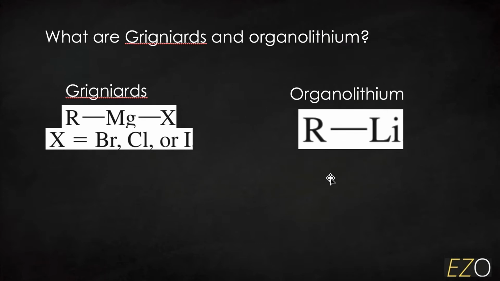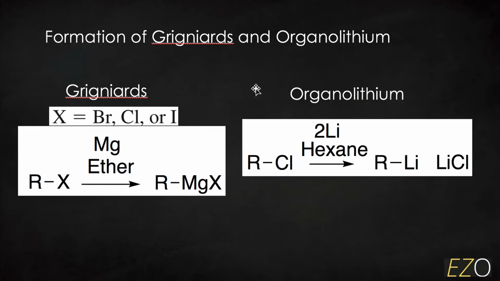An organolithium is an alkyl which is just directly bonded to a lithium, and they behave very similarly. The formation of Grignards is done by having just an alkyl halide where X is again bromine, chlorine, or iodine, and you add magnesium and have ether as a solvent, and that will give you your Grignard reagent. And in the case of organolithium, you can begin with an alkyl chloride and add lithium and hexane as a solvent, and that will get you your alkyl lithium, your organolithium reagent, and lithium chloride salt.